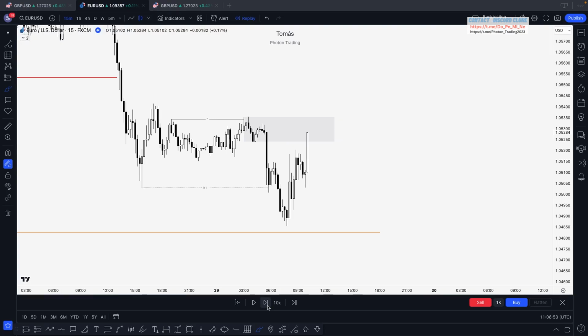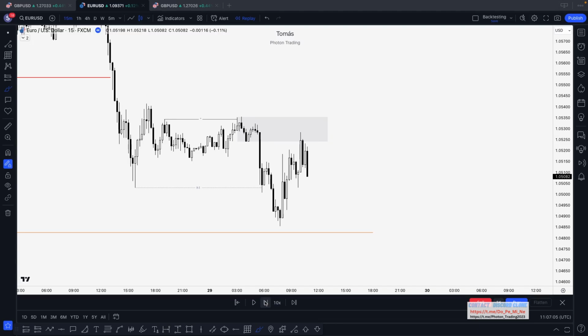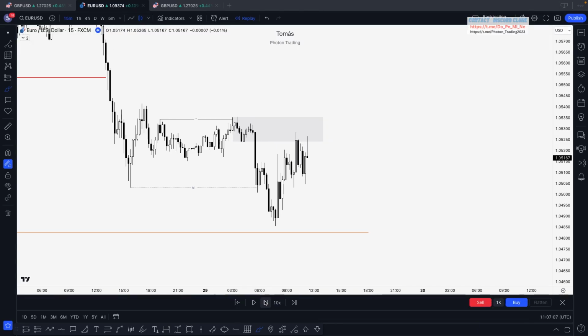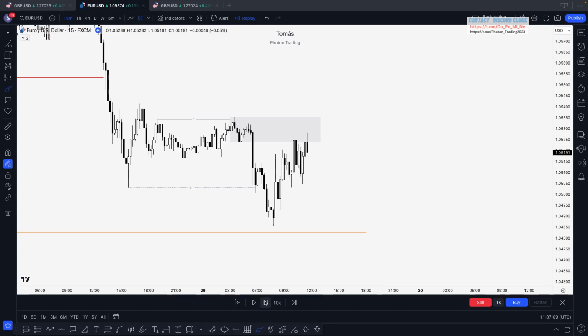So price mitigated the POI, perfect. Now it's time to take the trade and analyze if there's any entry model. So price, in this case, forms a super clean LCB, which is the equals.